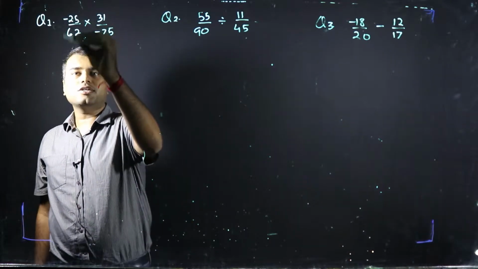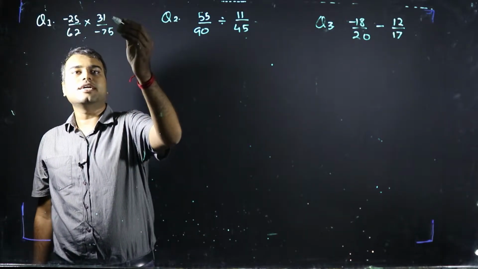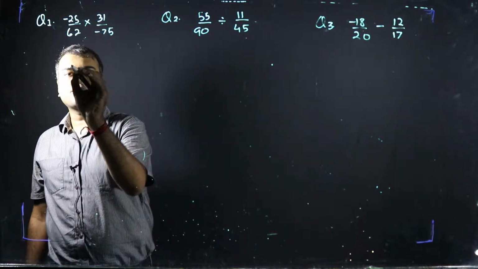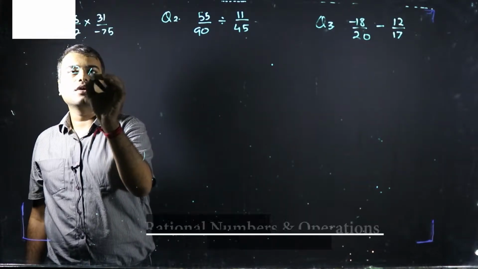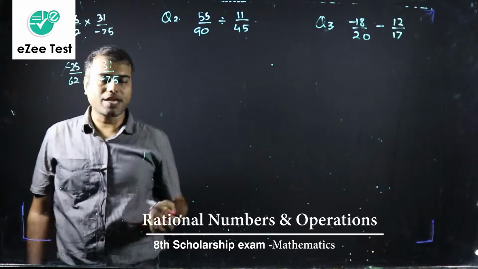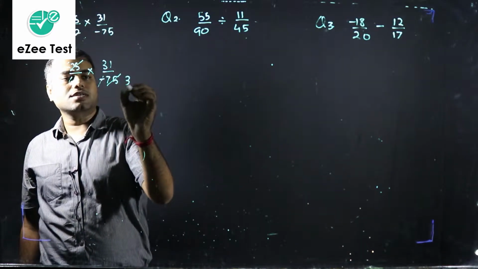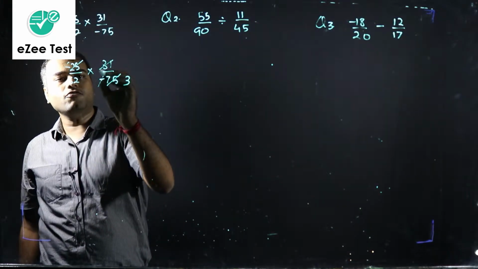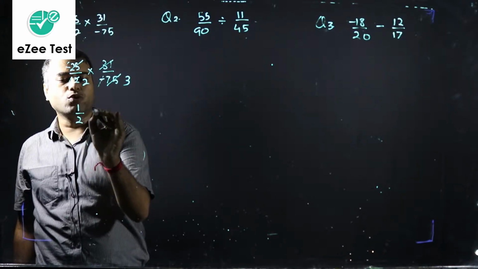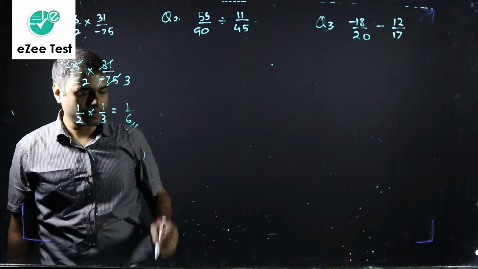So here in the first question we have to do multiplication of two fractions, which is -25/62 into 31 divided by -75. So let's see what will be the answer. So it is minus 25 divided by 62 into 31 divided by minus 75. Now we can cancel the minus and minus signs because minus into minus is positive. And 25 into 3 is 75, right? And 31 into 2 is 62, right? So what we are left with is 1 by 2 into 1 by 3, which is 1 by 6. This is our answer.